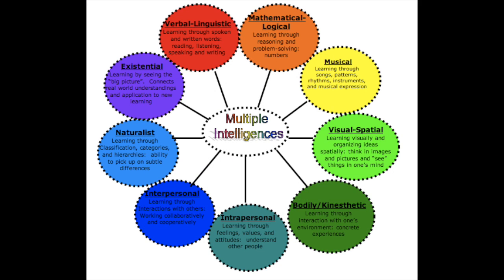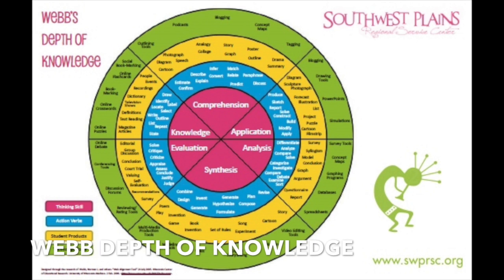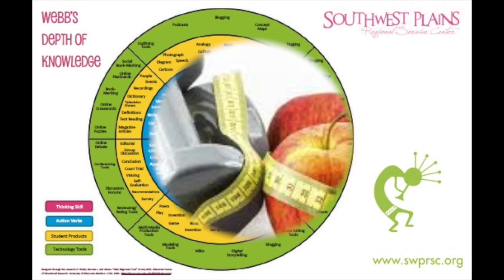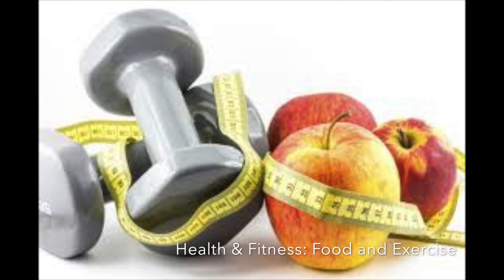The 8 multiple intelligences, visual spatial, verbal linguistic, logical mathematical, kinesthetic, musical, interpersonal, and naturalist, have all been used in my unit plan that I have for my students, as well as the Webb depth of knowledge. This unit covers health and fitness, food, and exercise.